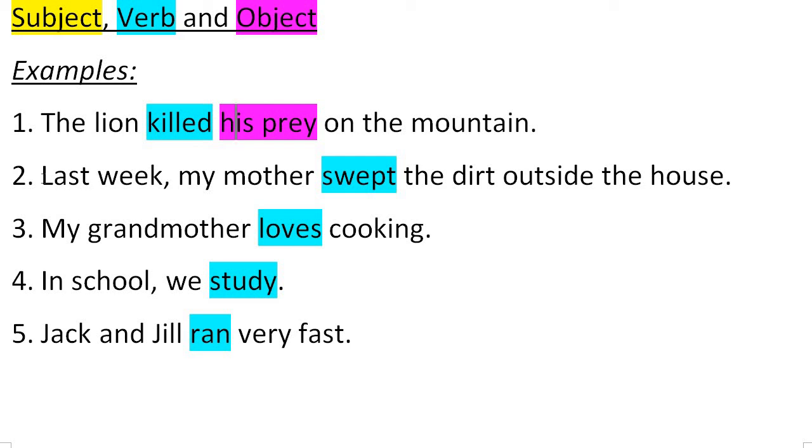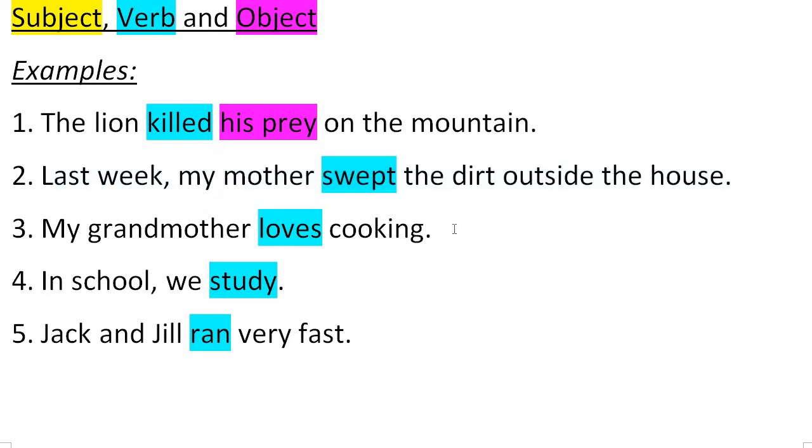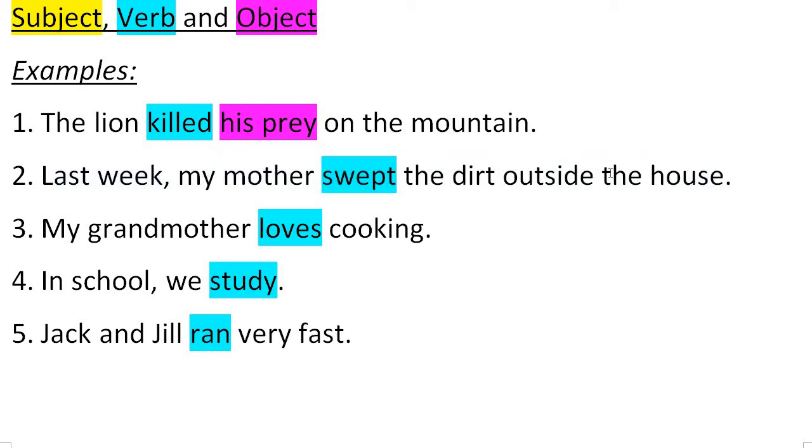Okay. Number 2, does it have an object? And if so, what is it? Give a few seconds to think about it. Right. It is not the house. It is the dirt. Okay, so there is a thing. What is being swept? The dirt. Outside the house, again, is an adverbial phrase which tells me where the sweeping is happening. It doesn't tell me what is being swept.